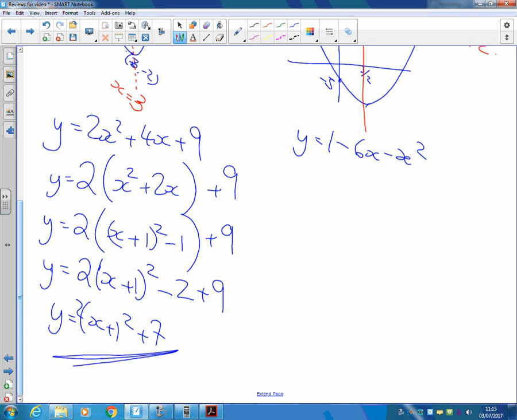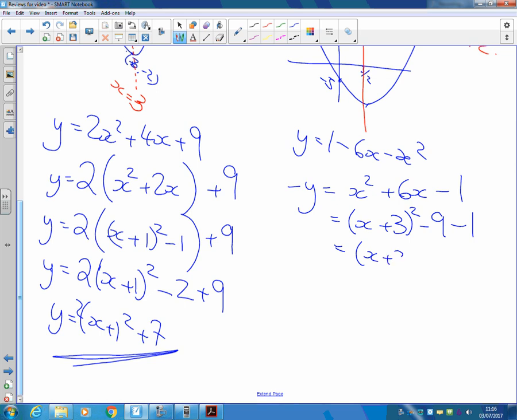So one way of doing it would be to use lots of brackets. I'll do this one the other way around. The other way around is actually take the minus over here. So if I take a minus over there, that gives me x squared plus 6x minus 1 there. And that gives me (x plus 3) all squared, take away 9, take away another 1. And so that's (x plus 3) all squared, take away 10.